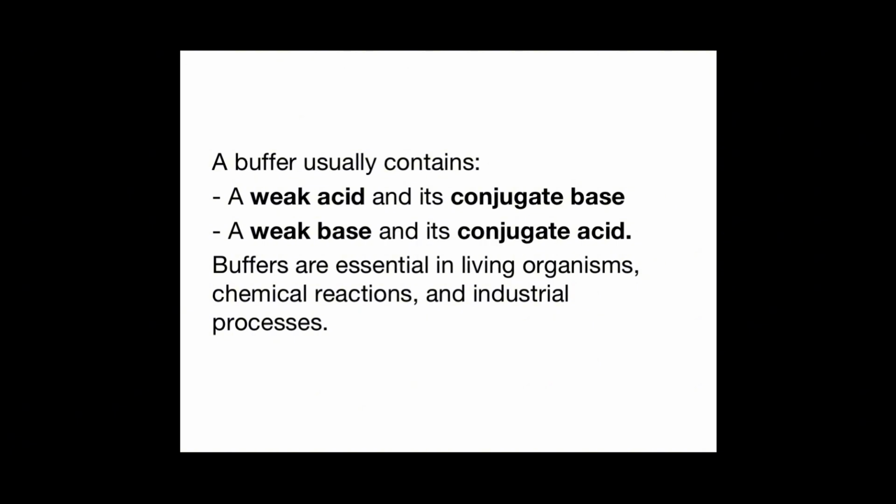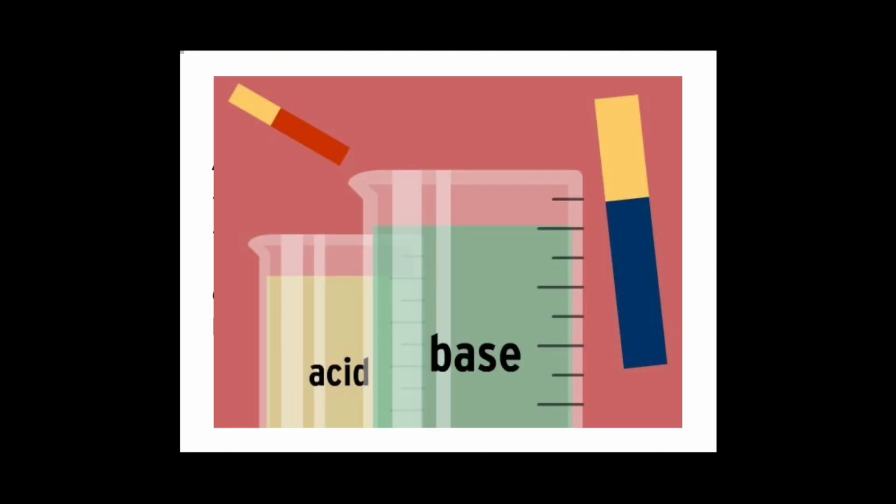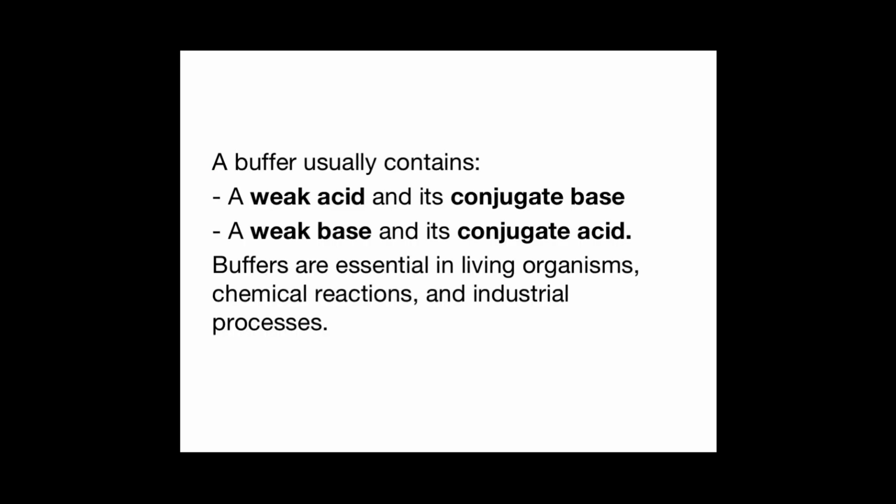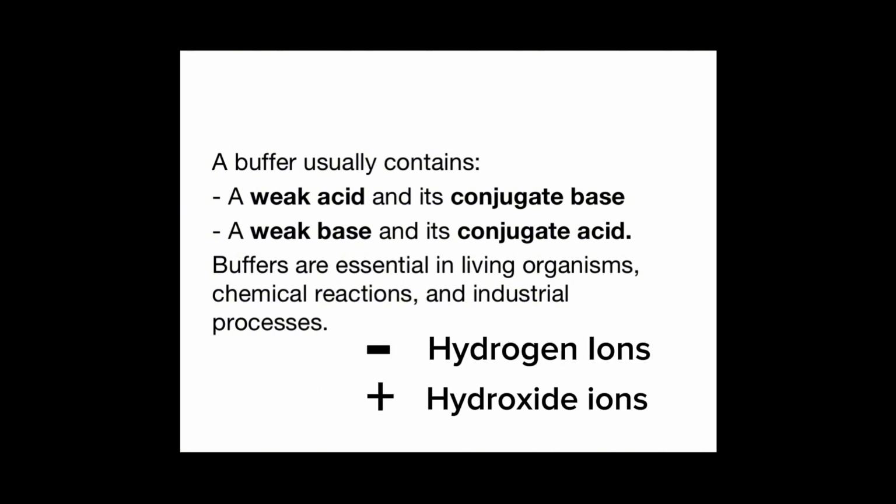A buffer usually contains a weak acid and its conjugate base, or a weak base and its conjugate acid. But what does that mean? An acid means a substance that increases hydrogen ions in a solution, or it makes it more acidic from the name itself. And the base is a substance that reduces hydrogen ions or increases hydroxide ions.